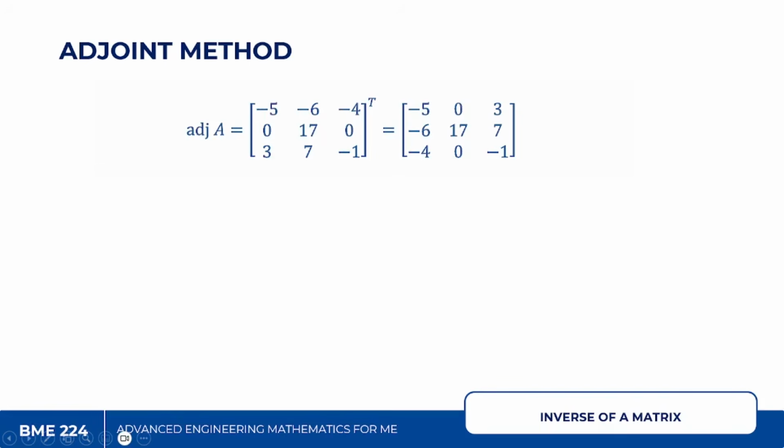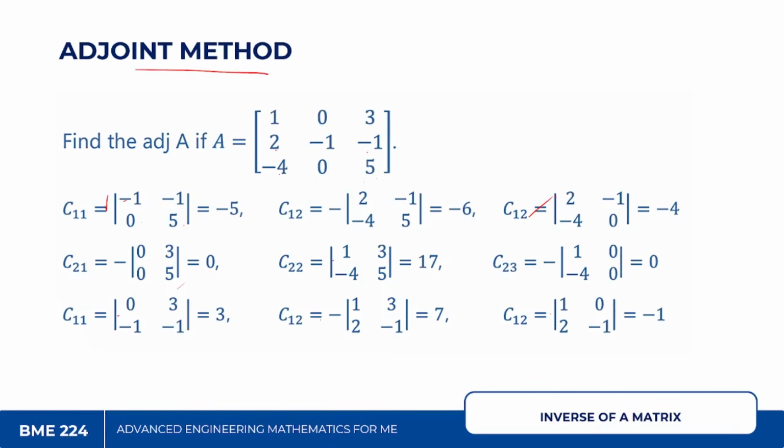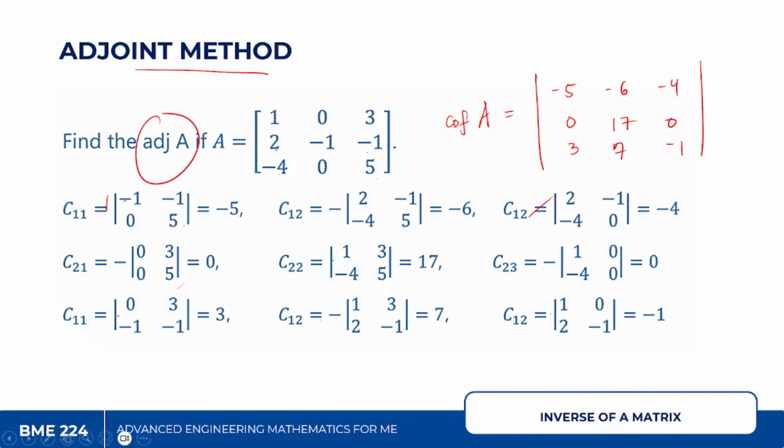Okay. So, in other words, kapag nakuha natin yung mga cofactors, we have negative 5. Sige, italic ko lang dito guys ha. So, yung cofactors of A, that is equivalent to negative 5, negative 6, negative 4, 0, 17, 0, 3, 7, and then negative 1. Kapag nakuha na natin yan, okay, that is cofactor of A pa lang ha. Yung adjoint A is just the transpose of cofactor A.